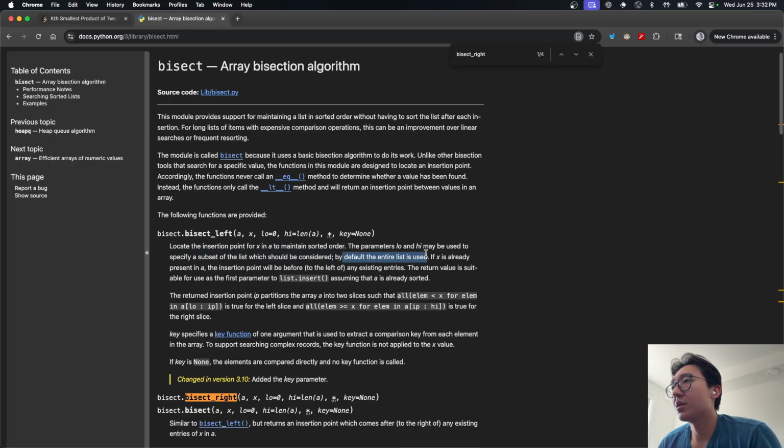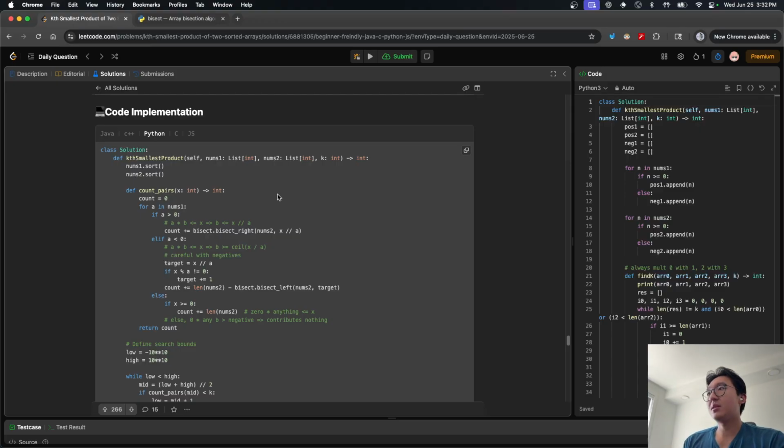Okay, by default, the term list is used. If there is ever an edge, the insertion point will be before the return value is suitable for use as a first parameter. Let's insert assuming it's the indexed index where this element will be inserted.